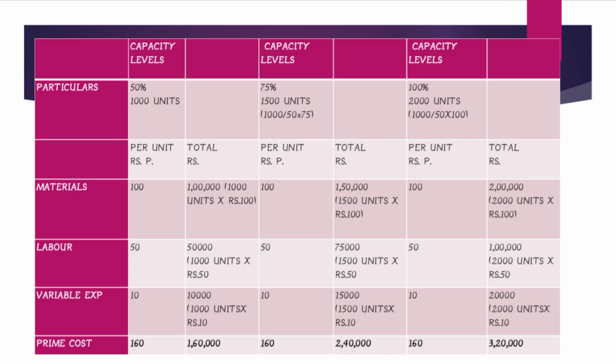So by adding all these, material, labor and variable expenses, we can get prime cost. So the prime cost of production will be found out. It will be 160 per unit for 50% and 1,60,000 value. So the values will be flexible.